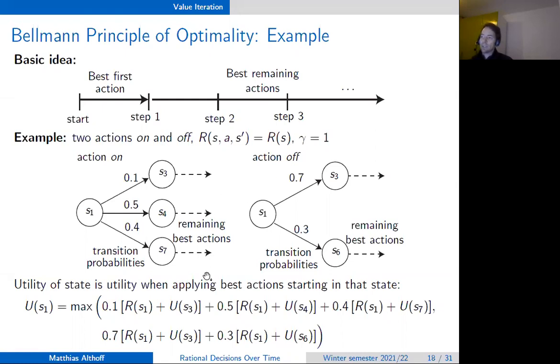you have to first look at the case that you take action on. So for action on, you have 10% of ending in S3, 50% of ending in S4, and 40% of ending in S7. And then this value is compared to the other action, which is off, which produces this kind of utility values. And then the action that is best, or the utility that is best, is then the utility of S1.